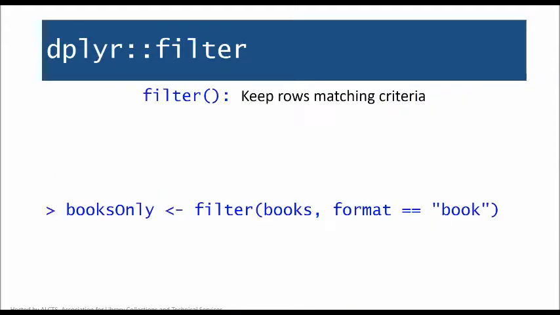So here's what I'm going to do with filter. I'm going to create a new data frame, books only. I'm going to assign to it a filter of books where the format is equivalent to book. So this is doing that same thing, that vectorized operation over the format column, and it's saying true or false. Does this value equal book? If it's true, it will be added. If it's not, it will be filtered out.